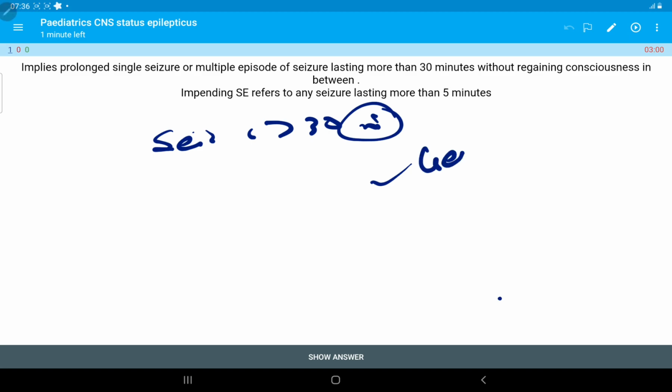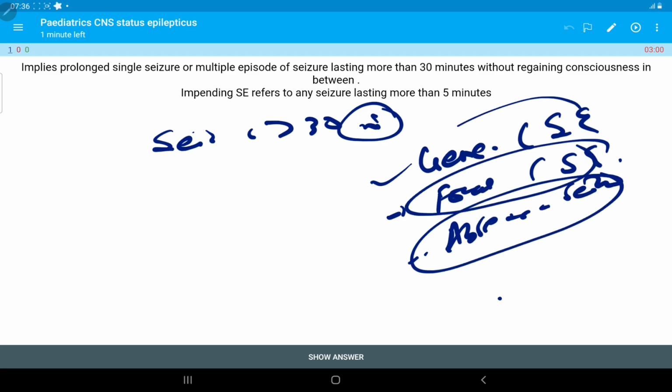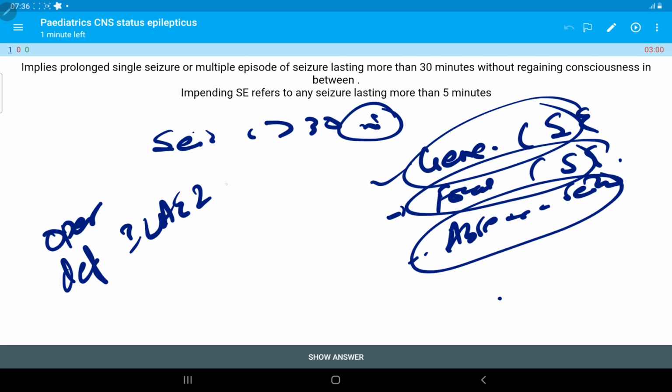Now we have different types of status epilepticus. They are generalized convulsive status epilepticus, next one is focal convulsive status epilepticus, and absence seizures. So these are the different types of status epilepticus. And the operational definition of ILAE 2015 defines that if the seizure lasts more than 5 minutes, that is also called status epilepticus. Okay, so these are the questions.